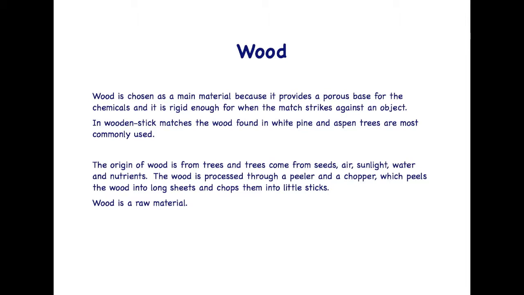Wood. Wood is chosen as a main material because it provides a porous base for the chemicals, and it is rich enough when the match strikes against an object. In wooden stick matches, the wood found in pine and aspen trees is most commonly used. The origin of wood is from trees, and trees come from seeds, air, sunlight, water, and nutrients. The wood proceeds through a peeler and chopper, which peels the wood into big long sheets and chops it into little sticks. Wood is a raw material.